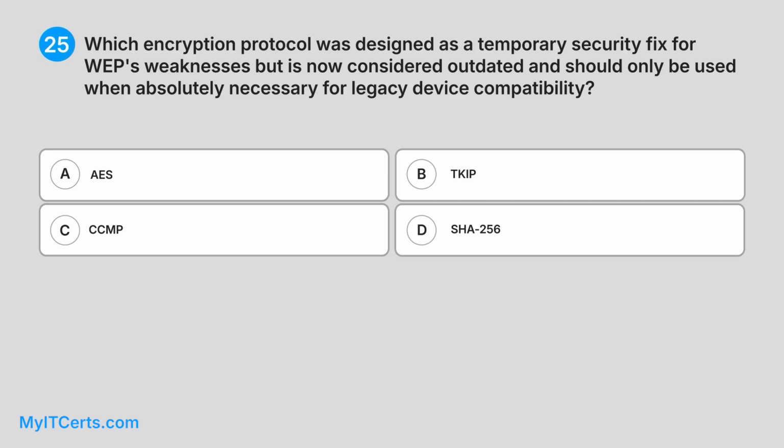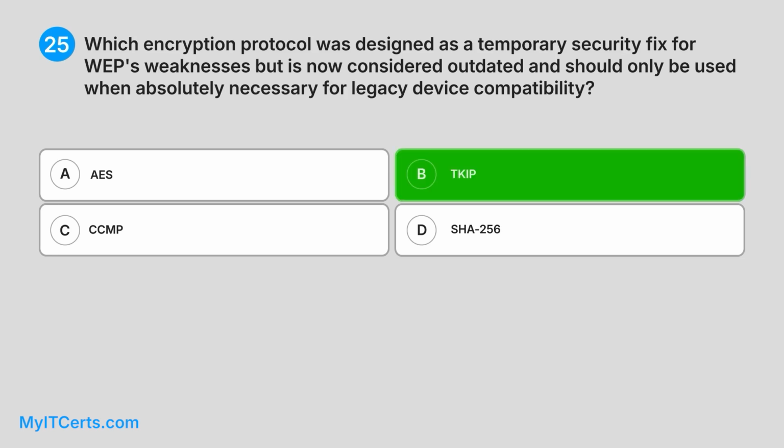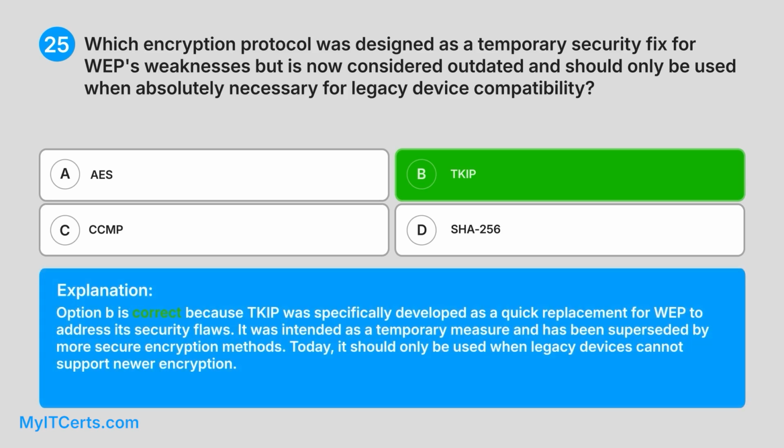Correct answer: B. TKIP. Explanation: Option B is correct because TKIP was specifically developed as a quick replacement for WEP to address its security flaws. It was intended as a temporary measure and has been superseded by more secure encryption methods. Today, it should only be used when legacy devices cannot support newer encryption.